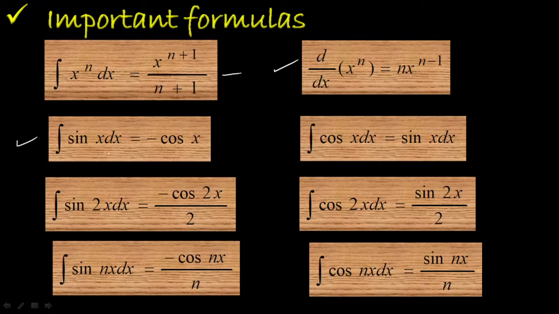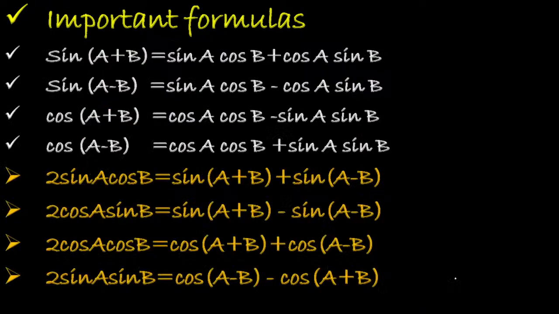And integral sin x dx is equal to minus cos x, whereas integral cos x dx is equal to sin x. Sorry, only sin x alone. And integral sin 2x dx is nothing but minus of cos 2x divided by 2. So the general formula for integral sin nx dx is nothing but minus of cos nx divided by n. Whereas integral cos 2x dx is nothing but sin 2x divided by 2. So the general formula, that is integral cos nx dx, is equal to sin nx divided by n.